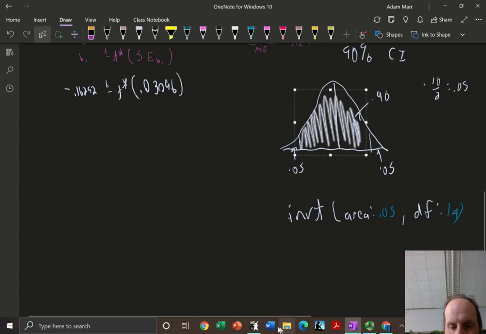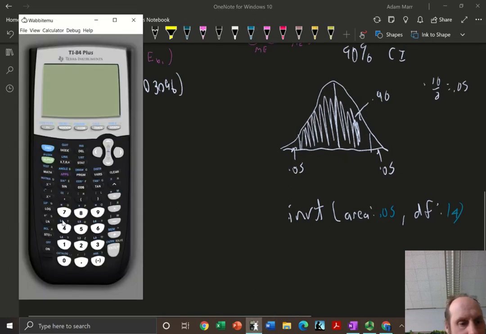All right, so let's do that. We're going to go and say second distribution, inverse t. There we are. So 0.05 is the area. Degrees of freedom is 14. Now remember, this goes from left to right, so it'll actually give me a negative, but for t star or z star, we always make it positive, right? So it's going to be 1.76.